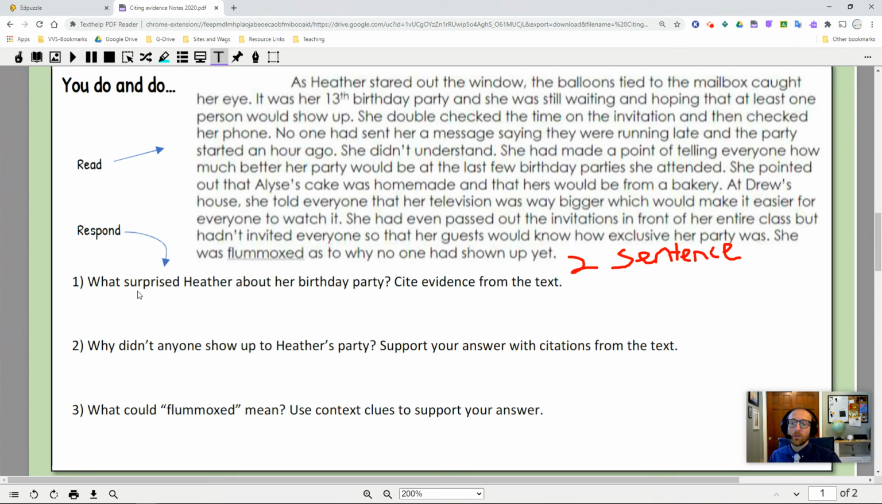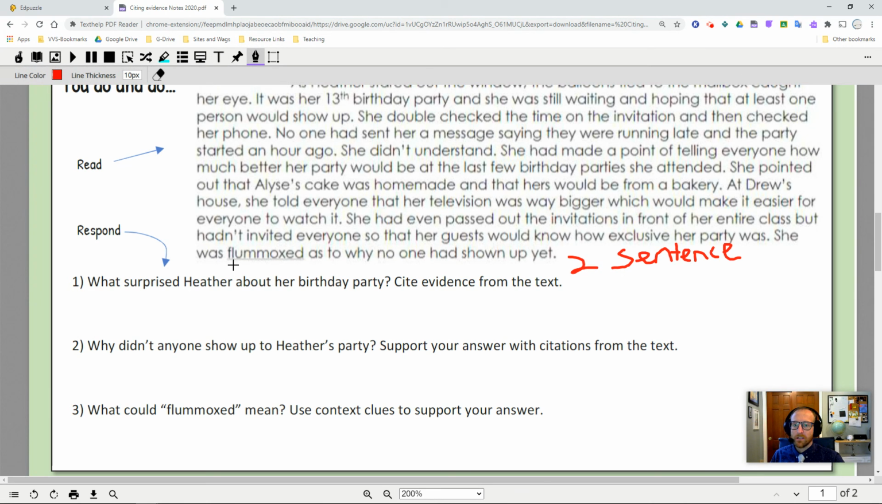Your first question, what surprised Heather about her birthday party? Cite evidence from the text. Your next question, why didn't anyone show up to Heather's party? Support your answer with citations from the text. And 3, what could flummoxed mean? Flummoxed is right here. What could flummoxed mean? Use context clues to support your answer.